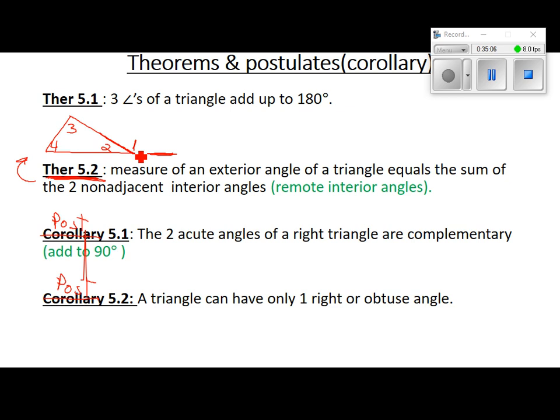This theorem says the measure of an exterior angle, so the measure of angle 1, equals the sum of the two non-adjacent interior angles.